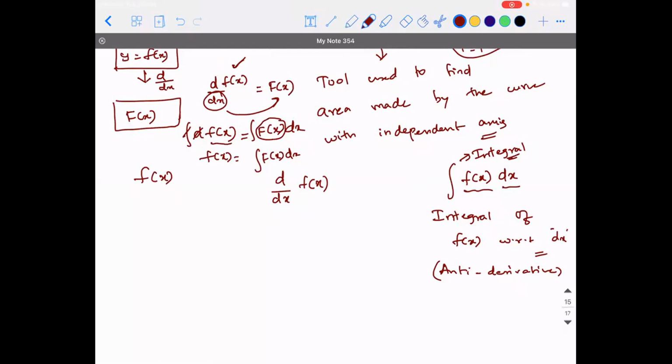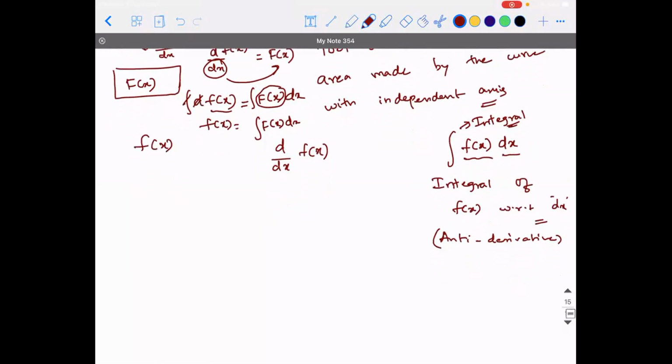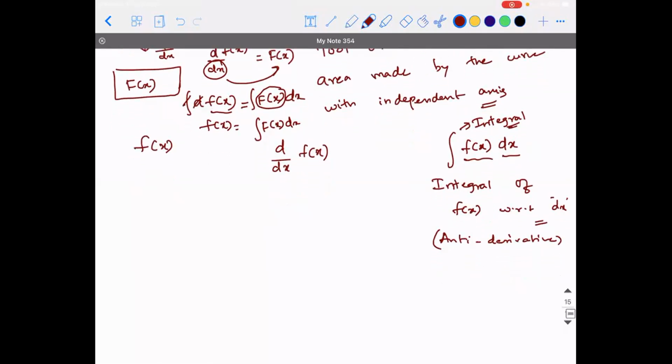Sir, could you repeat, sir? Your voice is breaking. I'll say, till where was I audible? Sir, could you repeat the whole integral thing, sir? For me, I think it was breaking from the starting.